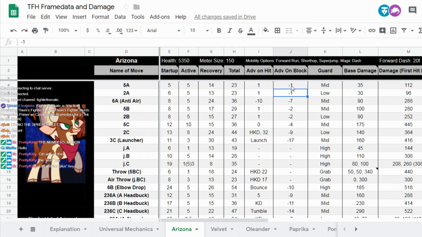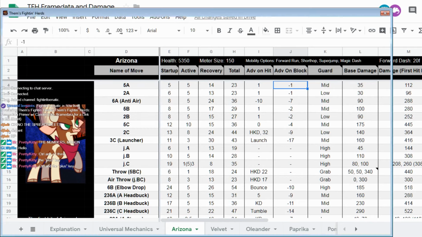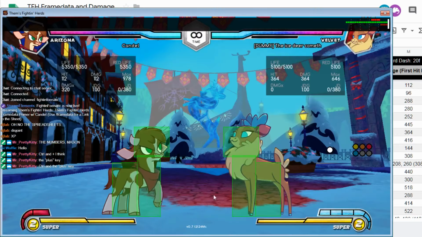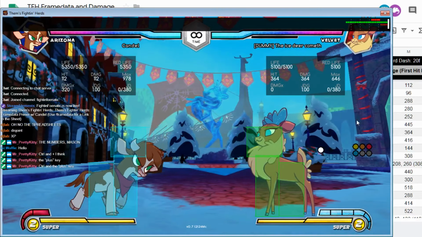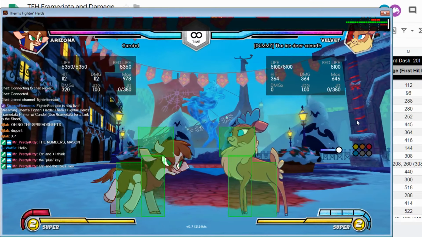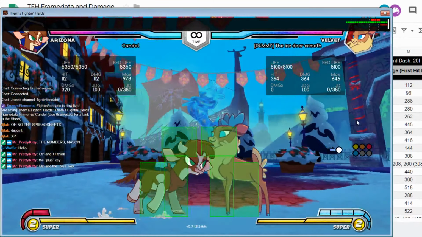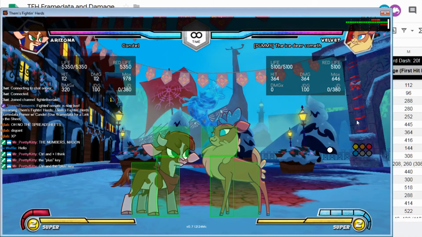Advantage on block is always measured from the perspective of the person doing the move. So, Arizona is doing 5A. You know, standing A, jab, whatever you want to call it. And the number we see here is -1. What that means is that Arizona recovers -1 frames before Velvet, which is a funny way of saying Arizona recovers 1 frame after Velvet.